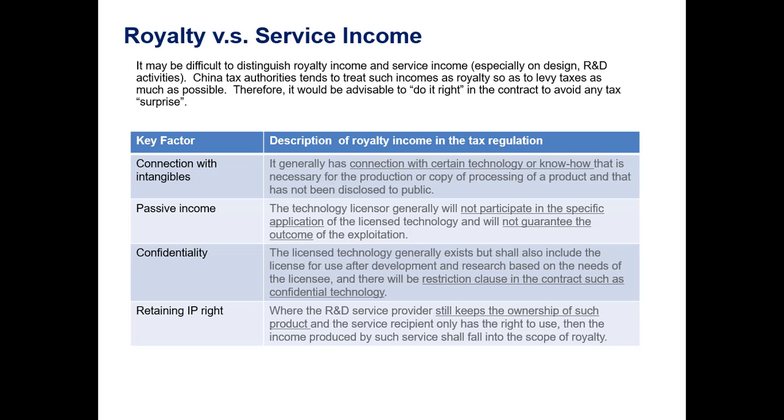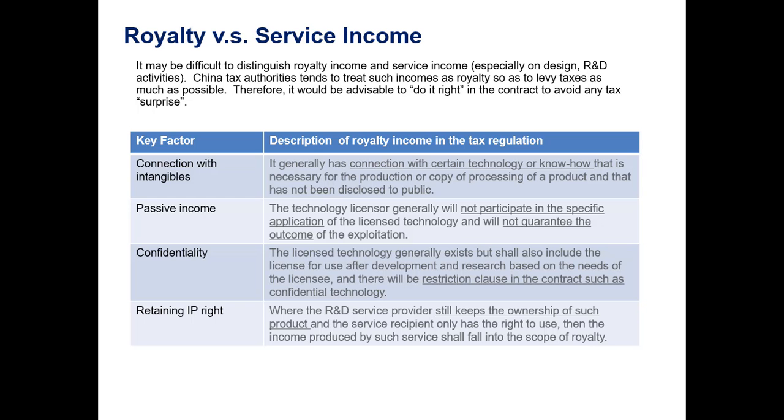So you will see the taxation changed a lot, and in real cases, a lot of foreign companies suffered from such reclassification. They think they are providing services to the local customer, but when they claim payment from the local customer, the in-charge tax authority says it's not service income, it's royalty, and they impose 10% withholding income tax. It increased the tax burden on the non-resident enterprise. So here, I have to emphasize that it would be advisable for you to get it right at the very beginning in the contract to avoid any tax surprise later.